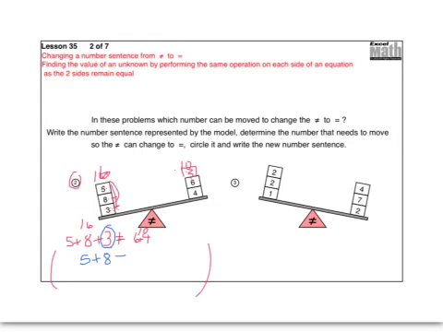5 plus 8 equals, I'm moving the 3 over to the other side, so I'm not going to write the 3 there. 6 plus 4 plus 3. If you haven't written that yet, go ahead and write it. And then I'm also going to write what this is equal to. 5 plus 8 is 13 on that side. 6 plus 4 plus 3 is 13. So I write 13 equals 13. You can see that that balances.